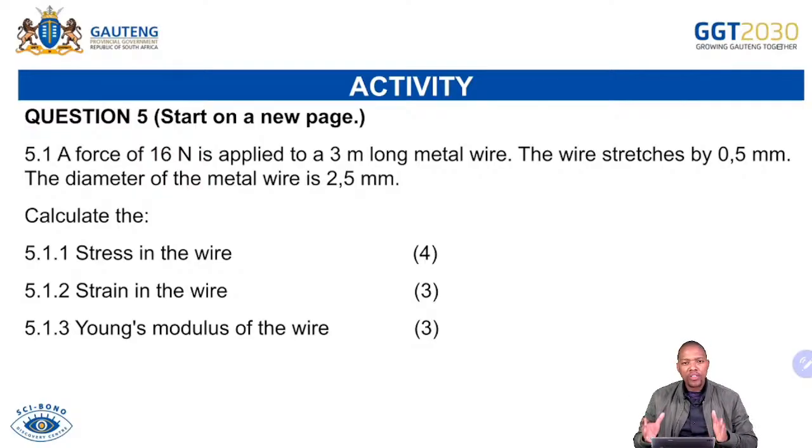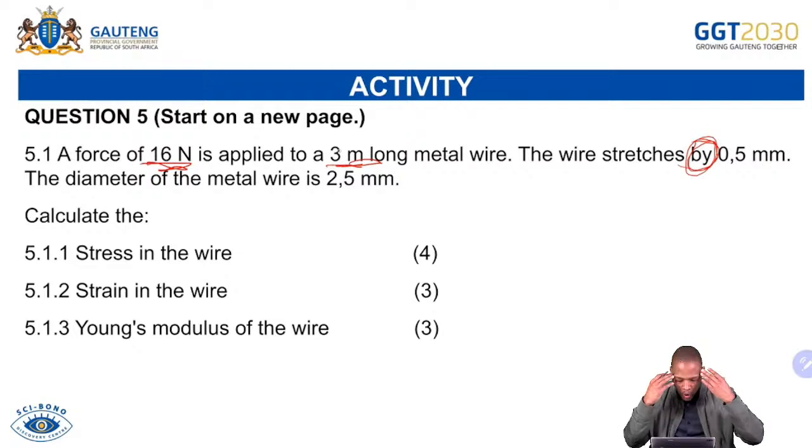All right, so the question goes like this. It says a force of 16 Newton is applied to a 3-meter long metal wire. So we have 16 newtons, and a 3-meter long metal wire. The wire stretches by. I want you to take note of this word here. The word "by" is usually used to indicate the change. They're saying by. It does not stretch to. The wire was 3 meters. It stretches by. And as you can see, the number that it stretches by is smaller than the original number.